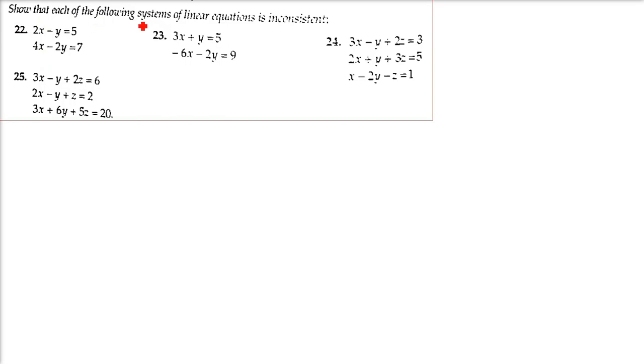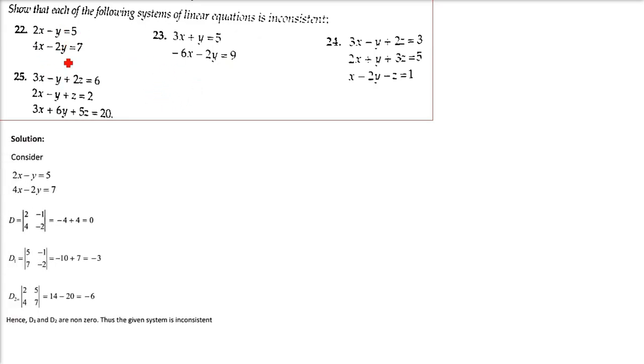Show that each of the following systems of linear equations is inconsistent. Inconsistent means what? Normally we find the X, Y value using linear equations in 2 or 3 variables. But at that time, D1, D2 have certain values because X comes as D1 by D, Y comes as D2 by D. If there are 3 variables, we have Z equals D3 by D. Now, the capital D is in the denominator.